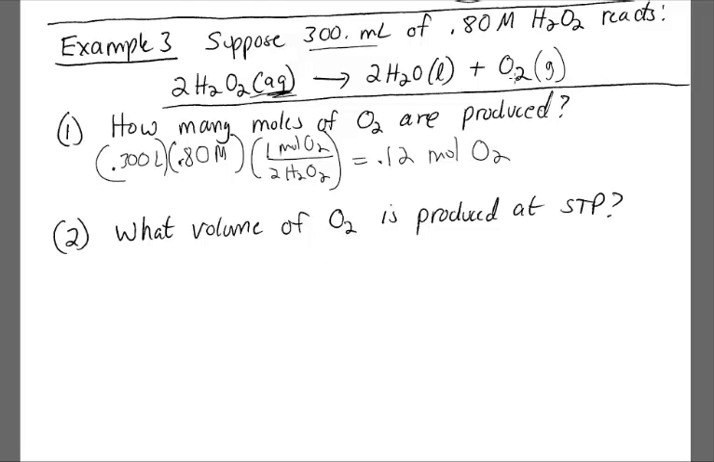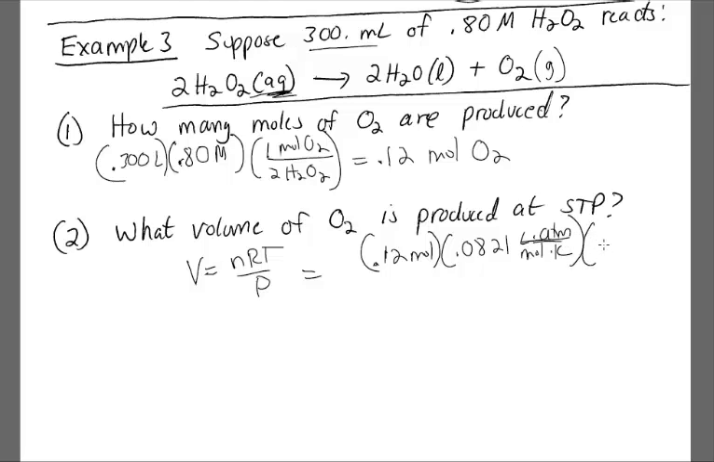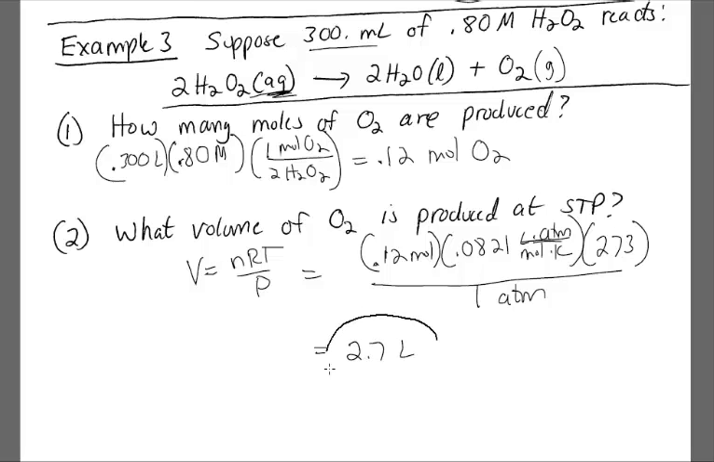What's the volume of the oxygen that's produced at STP? We could be asked it at any other temperature. We're doing STP right now. So volume again would be nRT over P. So we have the number of moles in part 1, 0.12 moles. Put in R. And put in T. And divide by P, standard temperature and pressure. And the answer we get is 2.7 liters.